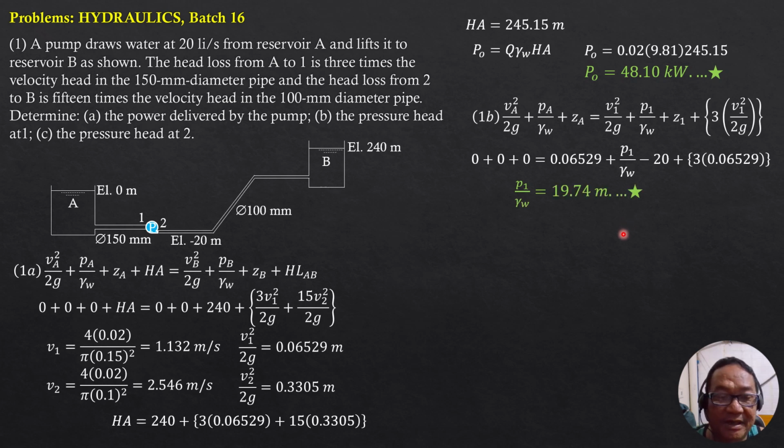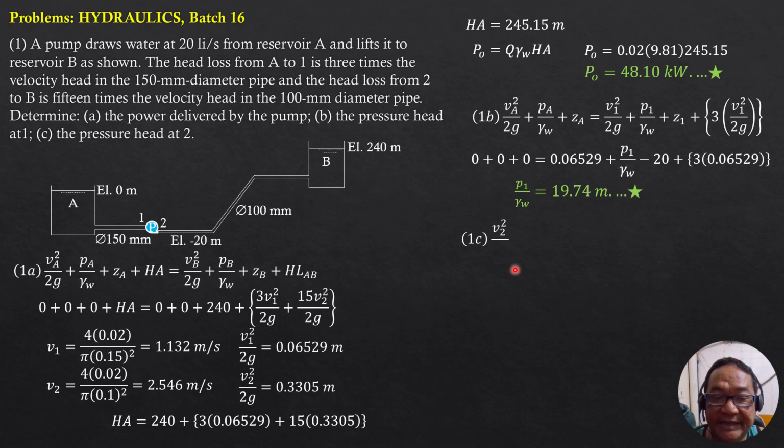Then for pressure head at point 2, we can now write energy equation between A and 2, head added is involved, then 1 and 2, or 2 to B. So I write energy equation between 2 to B, then the rest, you can verify the answer by those mentioned energy equation and considering the points to determine pressure head at 2. So I choose 2 to B.